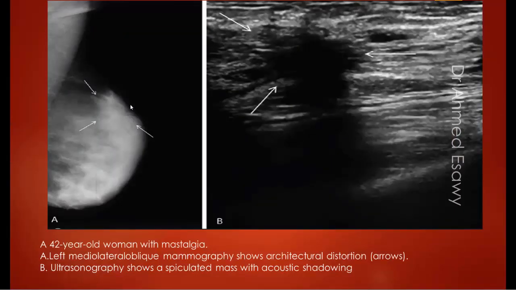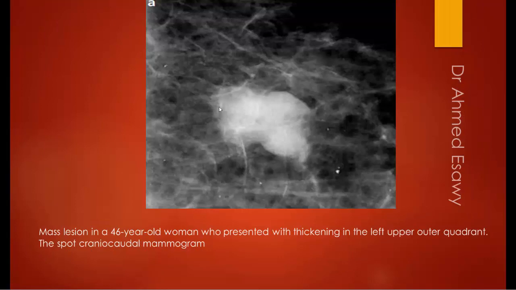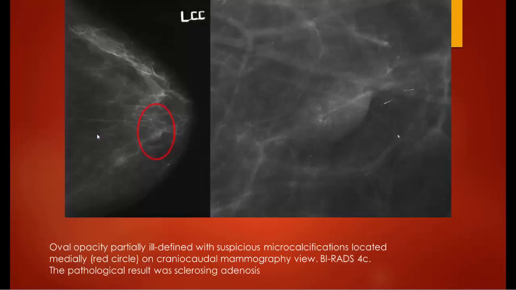This is a 42-year-old woman with mastalgia. Left MLO mammography shows architectural distortion. Ultrasound shows a spiculated mass with acoustic shadowing. Case of sclerosing adenosis. Mass lesion in this woman presenting with thickening in the left upper quadrant. Case of sclerosing adenosis. This is an oval opacity, partially ill-defined, with suspicious microcalcification, scored BI-RADS 4C, pathologic result sclerosing adenosis.